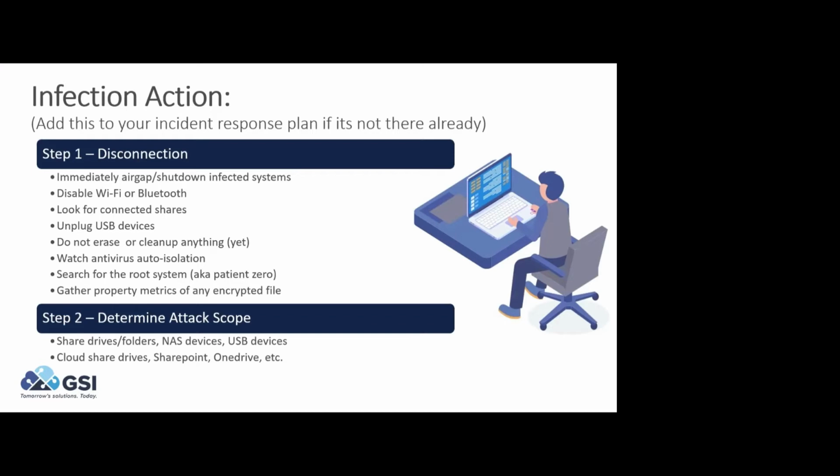If you have, let's say, a DMZ and they break into your DMZ machine, but they use your DMZ machine to get into your inside network, you've moved vertically. So gather any property metrics as much as you can. Determine the attack scope. They love shared folders, those SMB type connections, NAS devices, USB devices, etc.